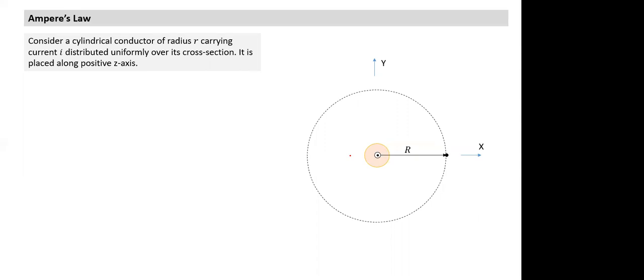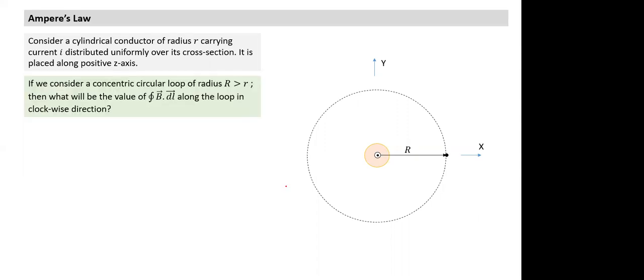Now, if we consider a concentric circular loop of radius r, which is greater than the radius of the conductor, what will be the value of B dot dl along the loop in clockwise direction? How would you find out the magnitude? I think this is the reason I have taken up this one, to understand the line integral better. What will actually be B dot dl along the loop in clockwise direction?